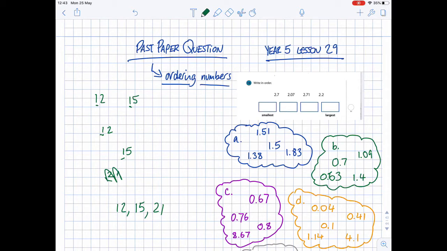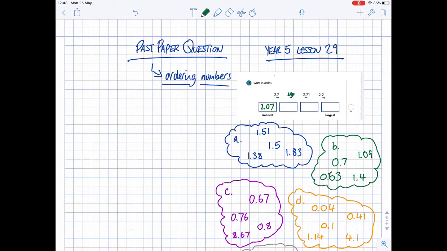We've got to use the same method even when we're working with decimals. So you can see we've got these numbers here. They've all got a 2 in the units, so we can't tell which is larger or smaller just looking at that. So we go to the first number to the right of the decimal. You can see we've got a 7, a 0, a 7, and a 2. So which is the smallest there? It's 2.07, isn't it? Let's get rid of that.